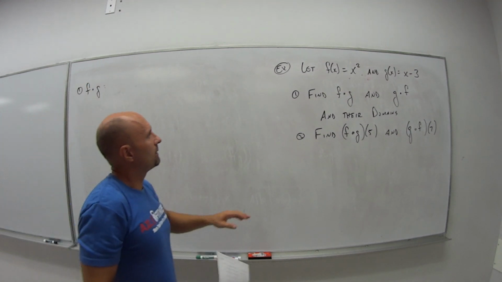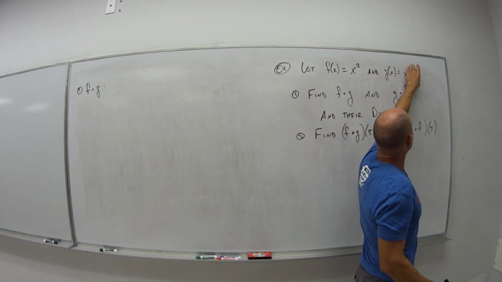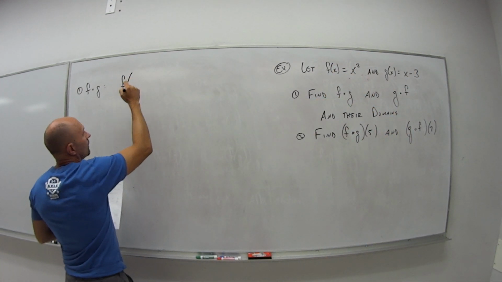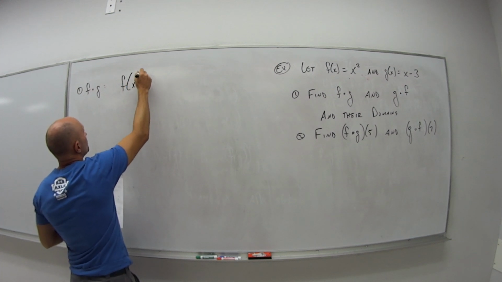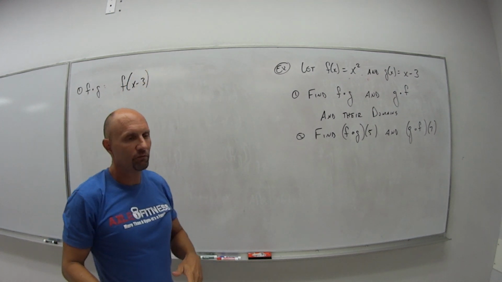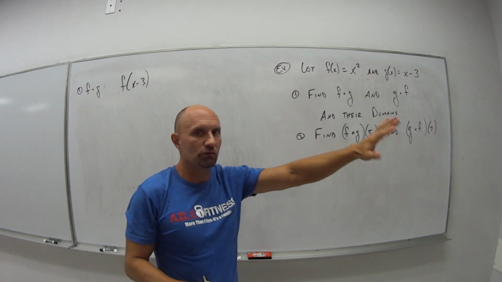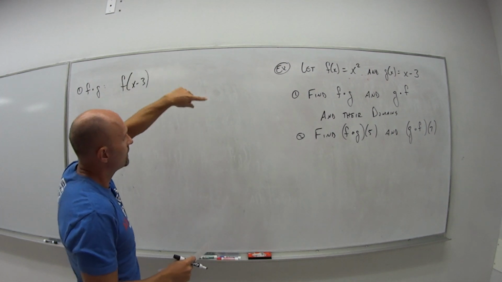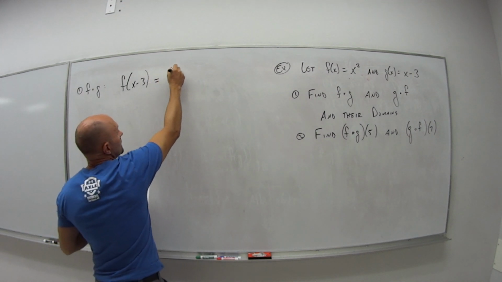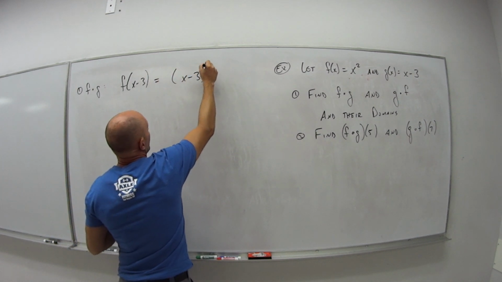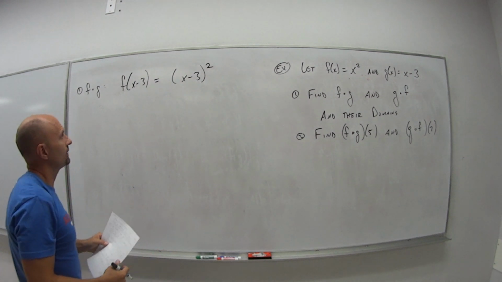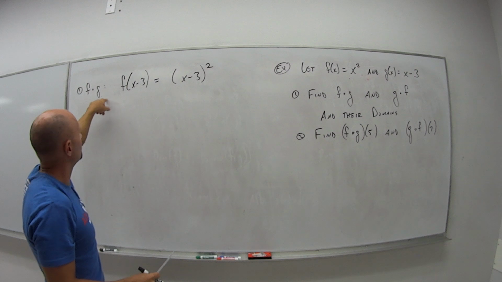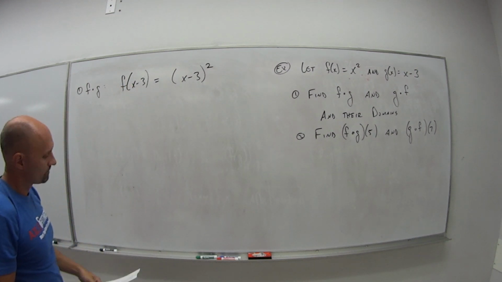That means we take the function g and we plug it into f. So it's f of whatever g is, x minus 3. Just as if I want to find f of 2, I plug in 2 everywhere I have an x. Well, now I have f of x minus 3, so I plug in x minus 3 anywhere that I have an x. So that's it, just x minus 3 squared. That's my composite function, f of g of x.